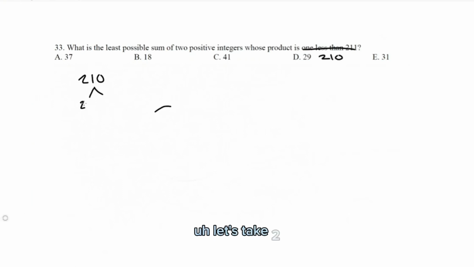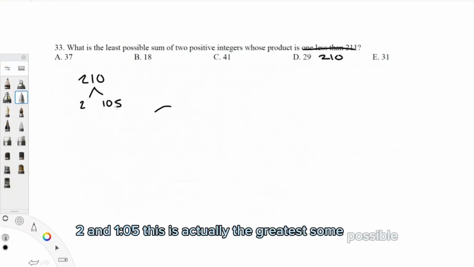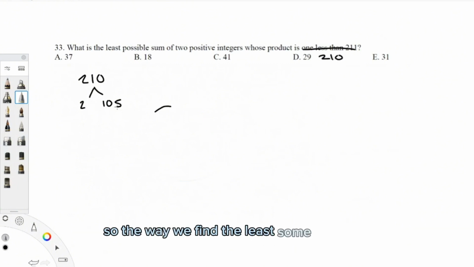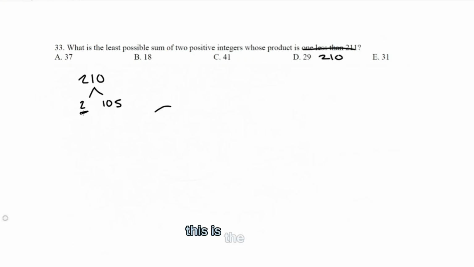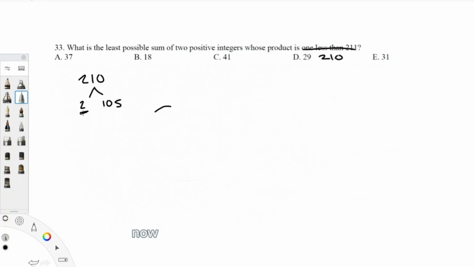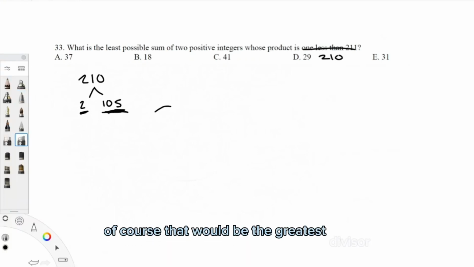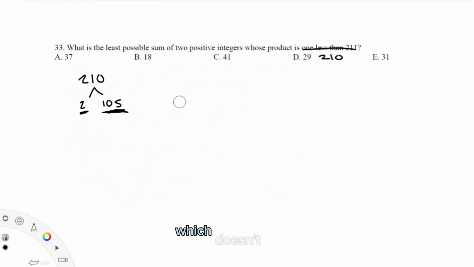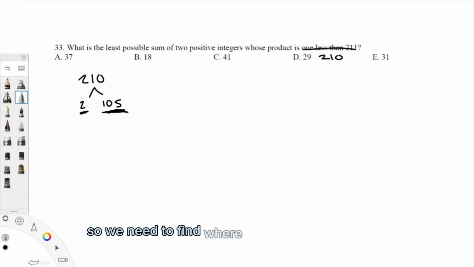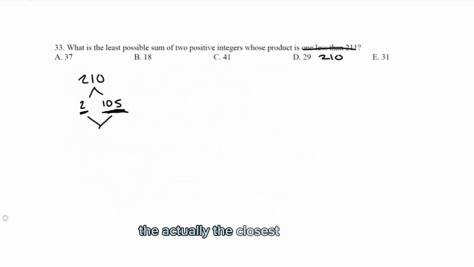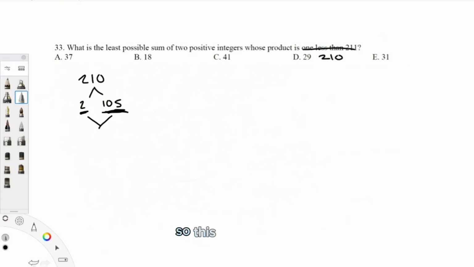Maybe let's take 2. 2 and 105. This is actually the greatest sum possible. So the way we find the least sum is finding the divisors of 210 where the two numbers are closest together. 105 doesn't work as the smaller divisor, since that would just pair it with 2. So we need to find where these two numbers are actually the closest together. These are really far apart, so this doesn't work. Now we need to go through the numbers.